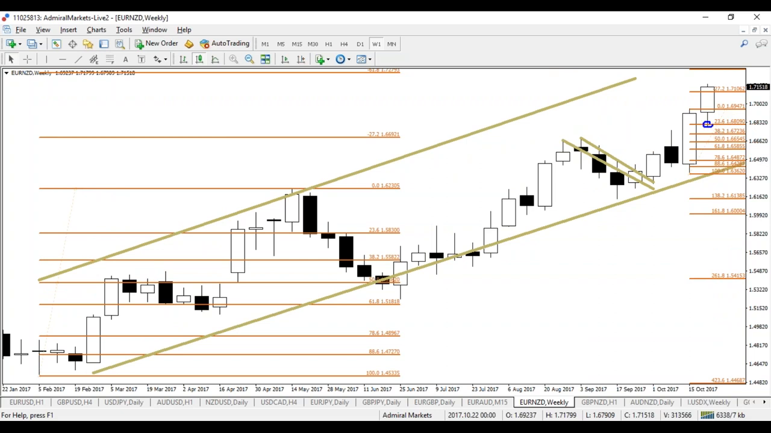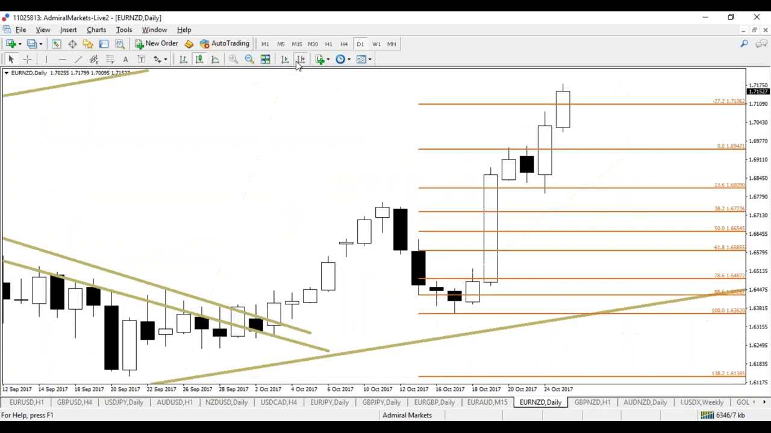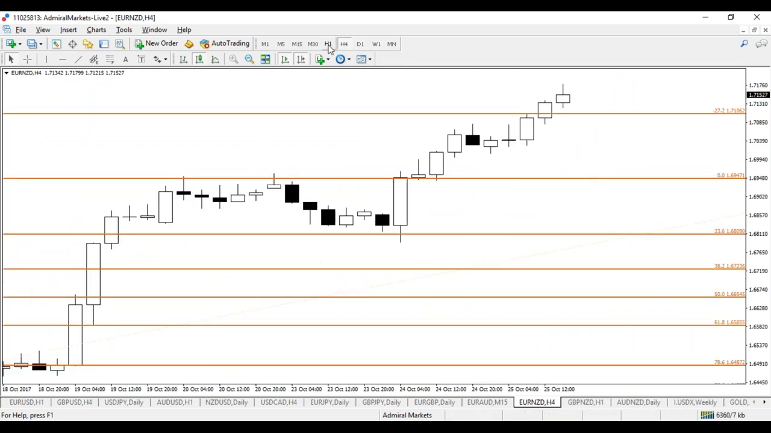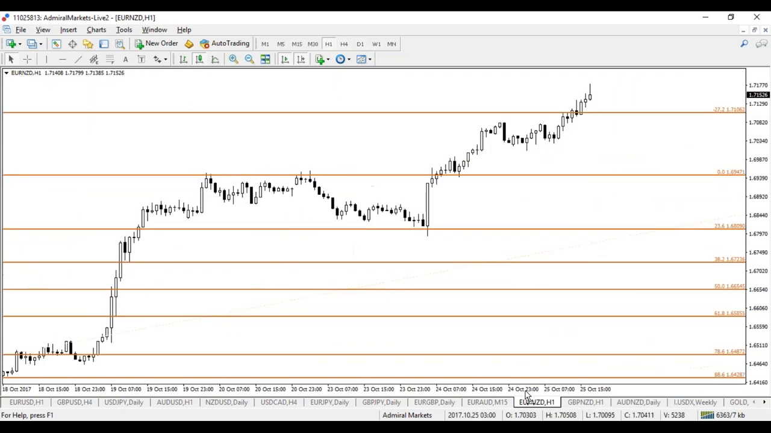And it went to the 23.6 fib indeed. And continuation. And indeed, it's continuing. So you can see that maybe a bit better on lower time frames. There we go. Retracement, continuation. And it's been doing nothing else basically at the moment. All right. And there we go.